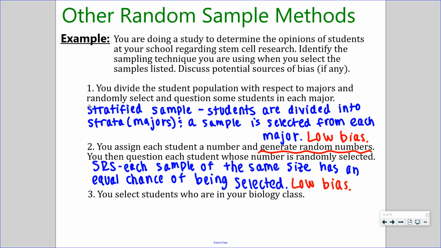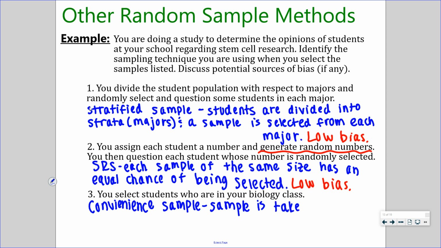All right, third scenario. You decide just to select students who are in your biology class. Convenience, good. And that's going to be high bias, because if we're talking about stem cell research, people in my biology class are probably a little bit more interested. And I'm not randomly selecting anybody. I'm just saying, hey, you guys are close to me. Convenience sample. Sample is taken from students who are readily available.